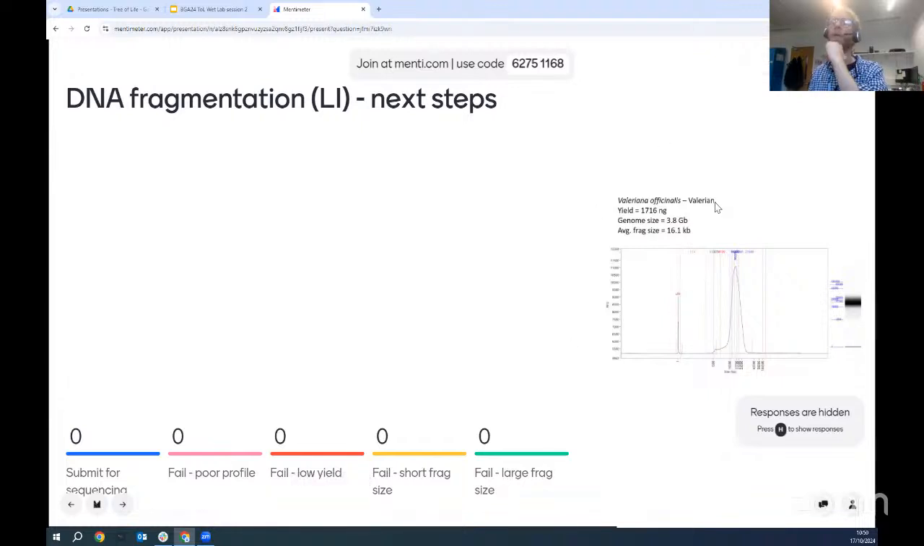So here we have a plant, valerian, a yield of 1,760 nanograms, genome size of 3.8, and an average fragment size of 16 kilobases. Just a reminder, for LI, we're looking at a minimum of 400 nanograms for DNA sequencing, and for ULI, we're looking at about 20 as a minimum. There's no maximum limit.